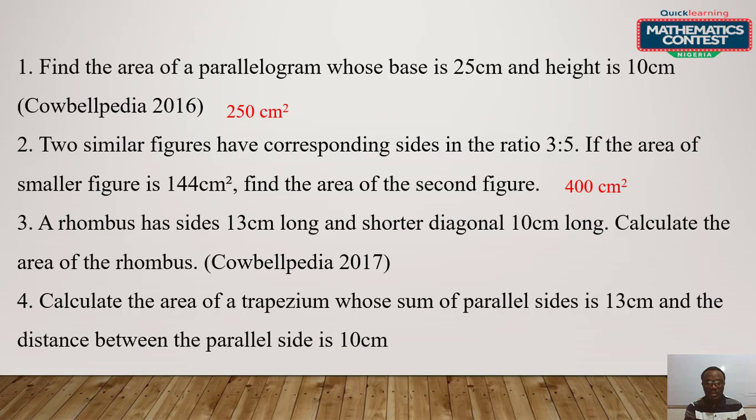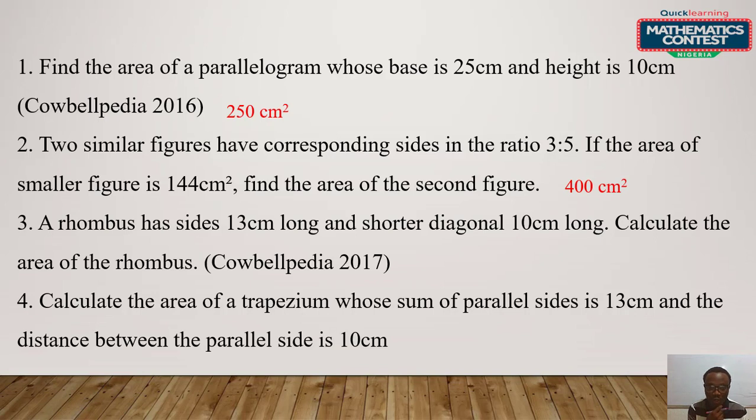Now the third one, a rhombus. Okay, I have to explain this, so just get your notes while I explain. A rhombus has side 13 centimeters. Draw a rhombus. I trust you understand what a rhombus looks like. It's like a tilted square. Now the side is 13 centimeters. The sides of a rhombus are equal, so all the sides are 13 centimeters.